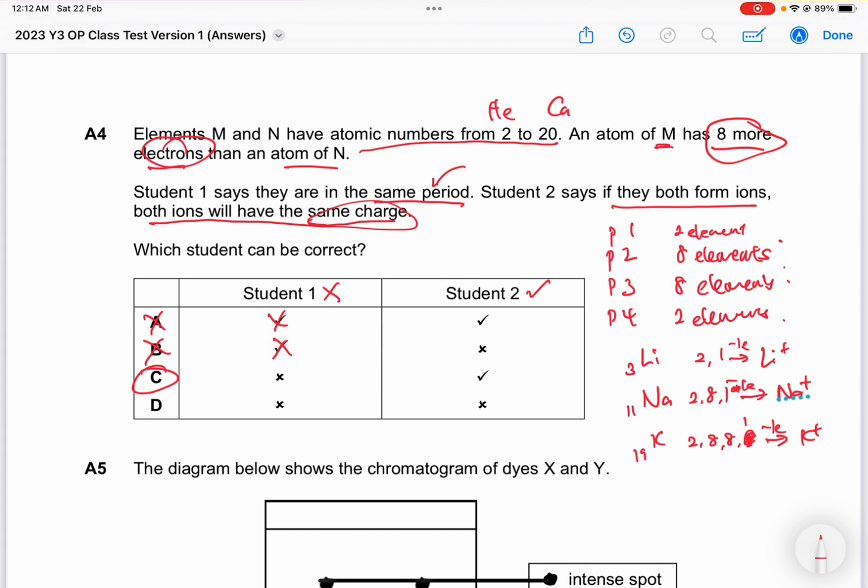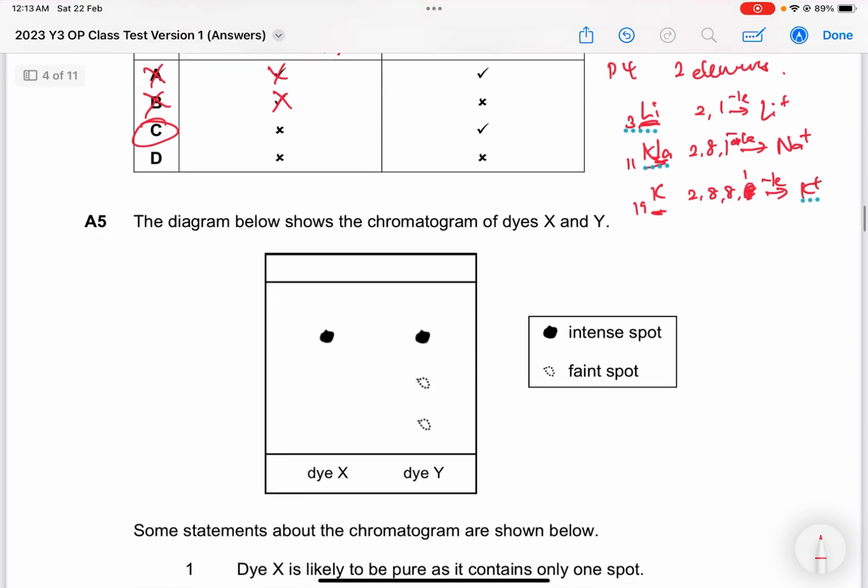So you think in terms of electronic configuration, once I have 8 more electrons, it must go to the next period. Then what you can do for this question is take M as any one element, then from there try to track what atom N is, then from there you can figure this out. In this case I use lithium as M, then N will be sodium. Or if I take sodium as M, K will be my N. So use examples that will help you to figure out this question better.